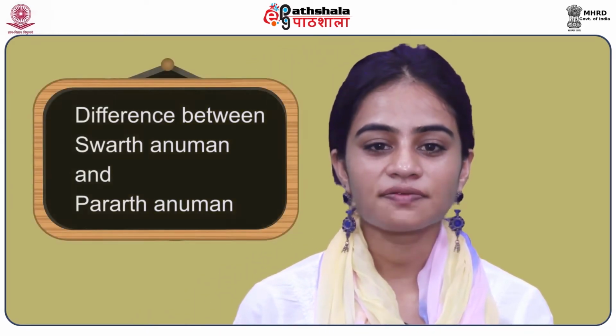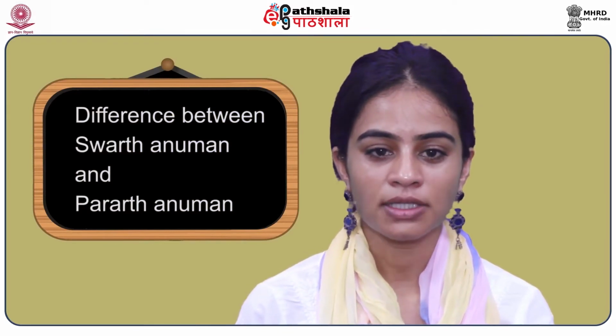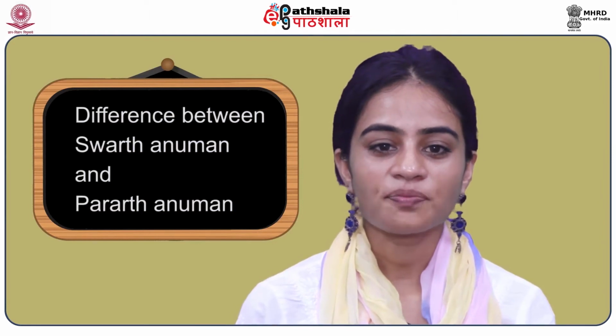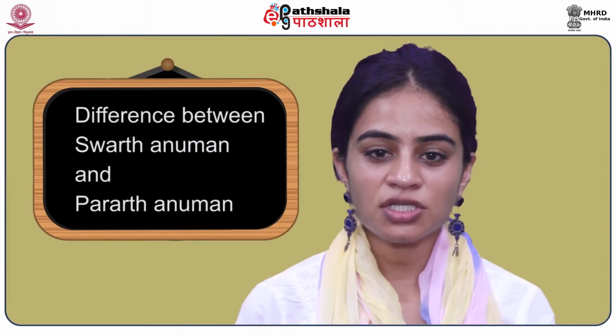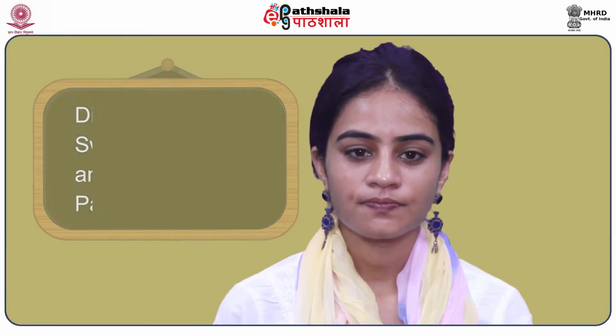The second type of inference, known as pararthanuman, agrees with swarthanuman in all essential characteristics. The main difference between the two, pararthanuman and swarthanuman, is that in the case of pararthanuman, the inferential process has to be put verbally in premises.